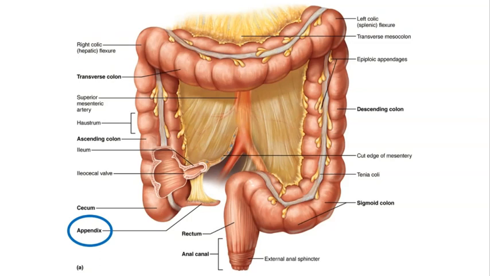The appendix is a worm-like structure that is connected to the cecum. It contains masses of lymphatic tissue that act in immunity, and it also acts as a site for bacterial storage. Bacteria in the large intestine are capable of recolonizing the gut from populations within the appendix.